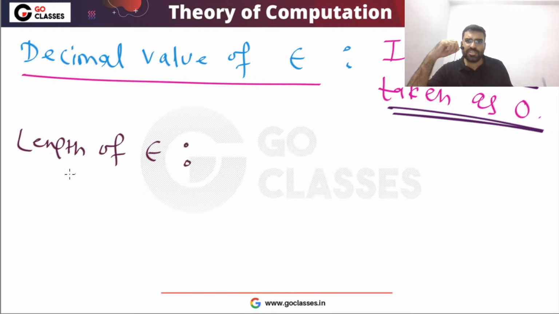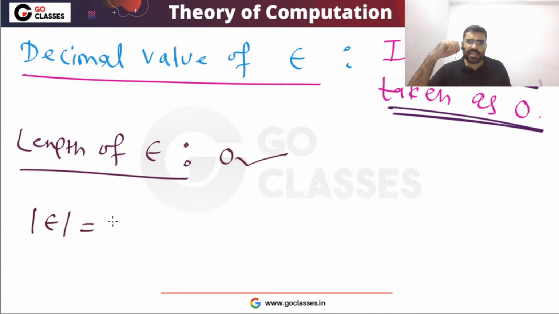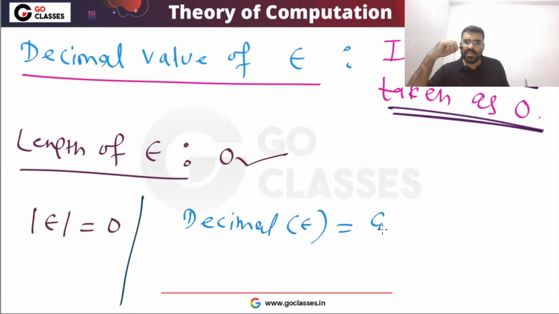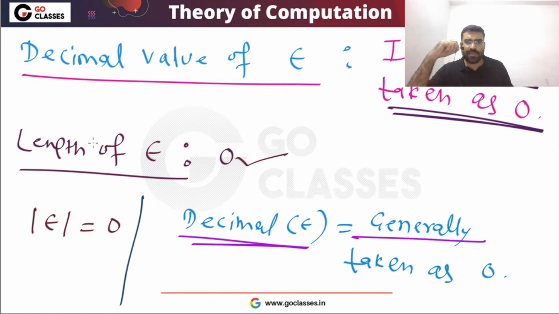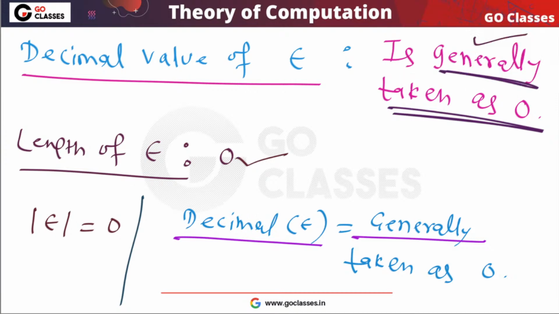And what is the length of the empty string? That is 0, there is no problem. But remember, the decimal value of the empty string is generally taken as 0. So if no information is given about whether the empty string should be accepted or not, you can take its decimal value as 0. Is it clear to everyone?